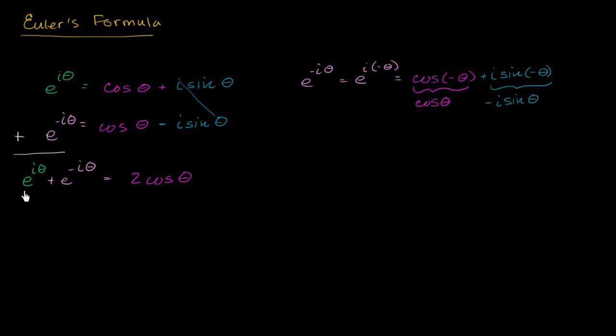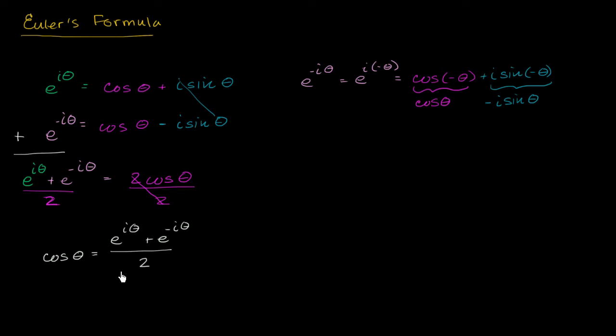Now it's pretty straightforward to isolate the cosine theta. Divide both sides by 2, and we get something pretty interesting. We get that cosine of theta is equal to e to the i theta plus e to the negative i theta, all of that over 2. Let me rewrite this little discovery we made. Cosine of theta can be rewritten as e to the i theta plus e to the negative i theta, all of that over 2. So that's kind of interesting. We can now express cosine of theta in terms of a bunch of exponentials.